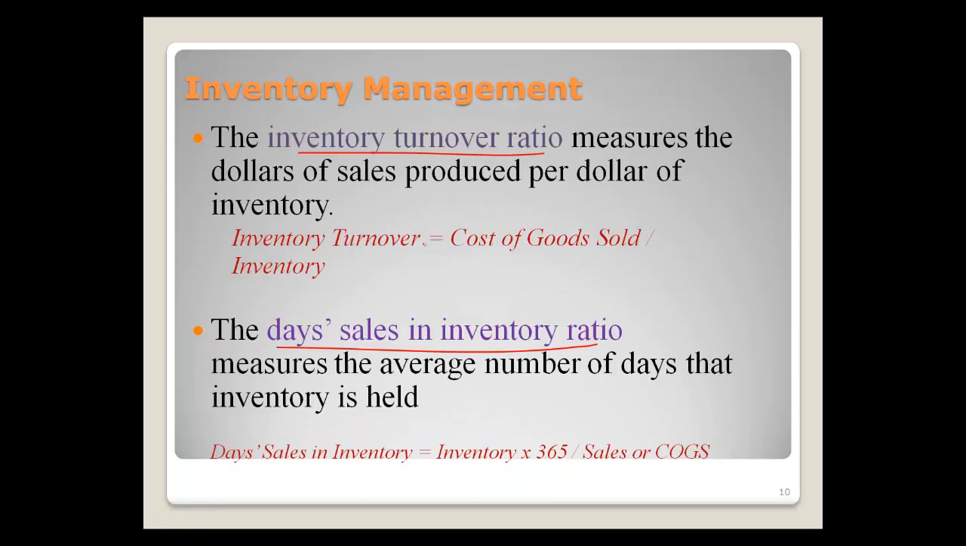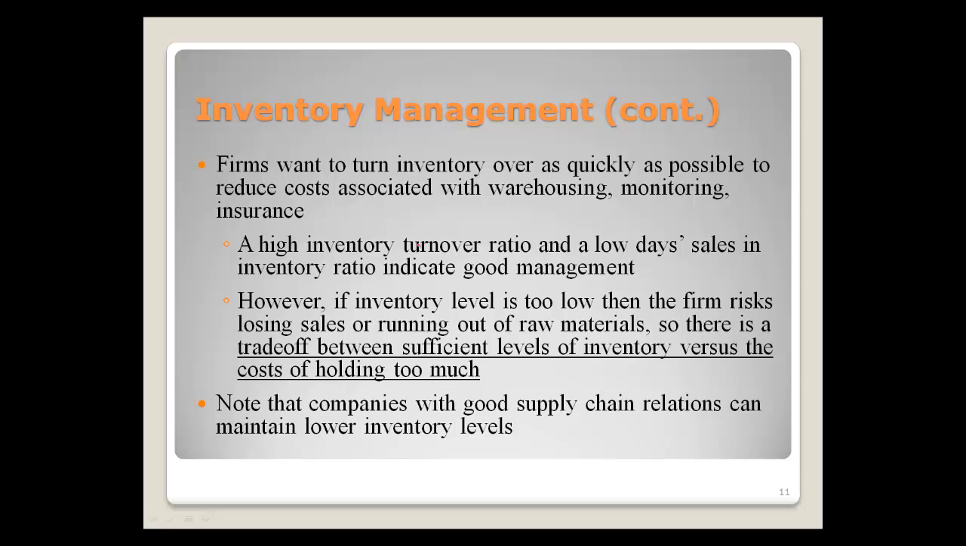So for inventory management ratios, a company wants to turn inventory over as quickly as possible, so you want to achieve a high inventory turnover ratio. Generally, a high inventory turnover ratio or a low days sales in inventory ratio indicates good management, or that you are using your inventory pretty efficiently. However, if the inventory balance is too low, the company may risk losing sales or running out of raw materials. So there is also a trade-off between a sufficient level of inventory versus the cost of holding too much.